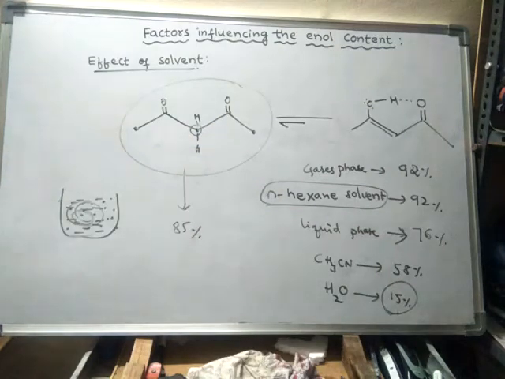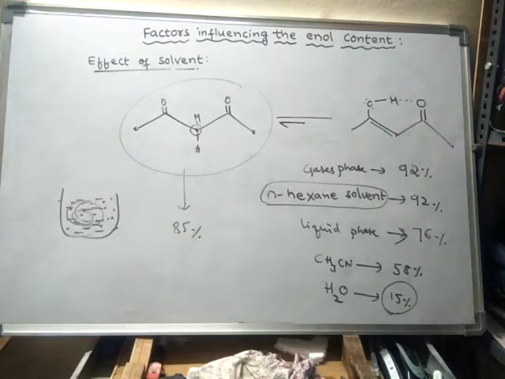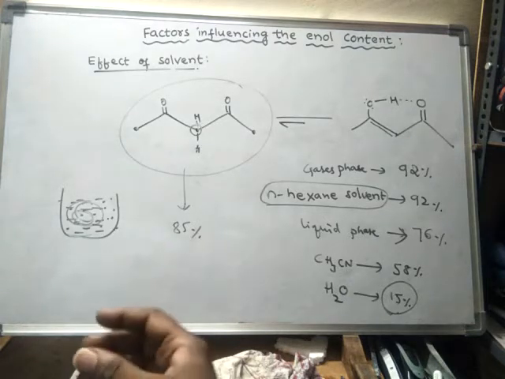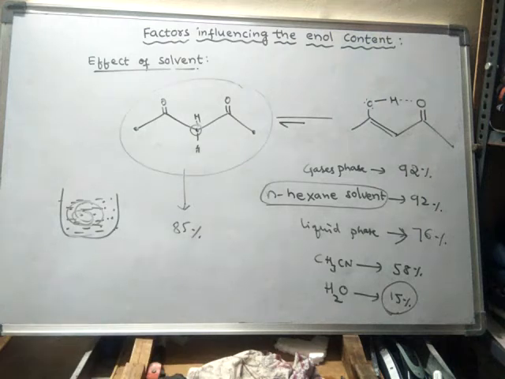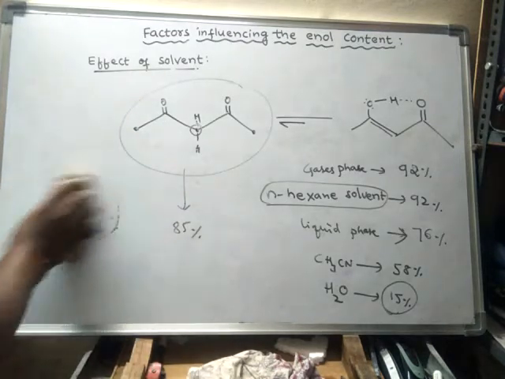So like this, the effect of solvent will change the enol content. Particularly polar protic solvents will increase the keto form, whereas the other types of solvents will not favor the keto form to that extent. They will try to favor the enol form. So like this, the effect of solvent can be discussed.